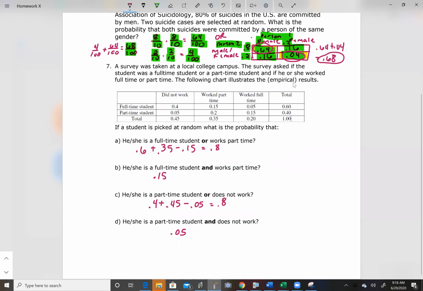Every time I see the word empirical, I think about how I have such a hard time spelling it. Let's switch up highlight colors.